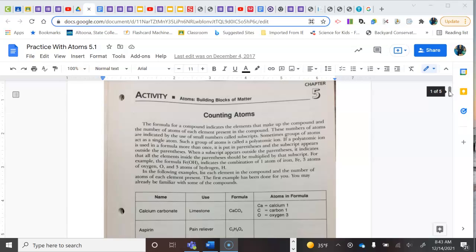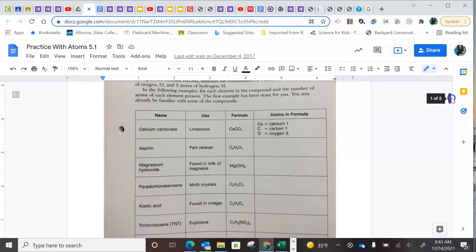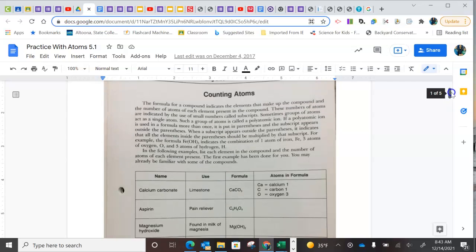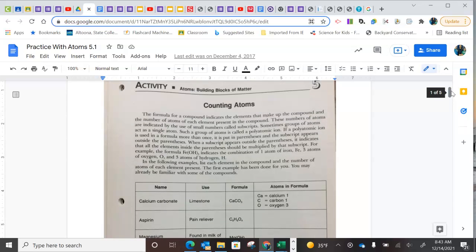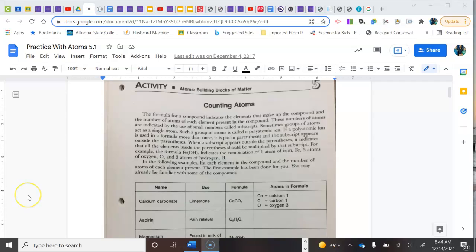So I thought we would start with this practicing atoms. These are some worksheets from an old textbook, but they're better practice than some of the ones we have today. While we're doing this today, you're going to want your periodic table out. If you don't have that out, make sure you get it out right now.